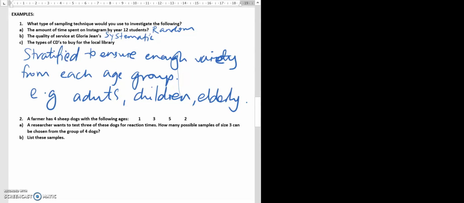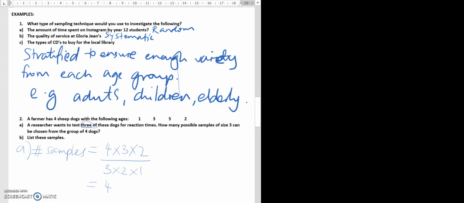Okay, so for part A, you're thinking about the number of samples. So I'm just going to write number of samples equals, you've got 4 dogs and you've got 4 options here. So you could have 4 times 3 times 2, because once the first dog's gone, there's only 3 left, then there's only 2 left, and there's only 3 spots, because he wants to test 3 of these dogs. And then on the bottom, you can have that done in 3 times 2 times 1 ways, okay? When you work that out, you get 4 ways, so the number of samples could be 4.